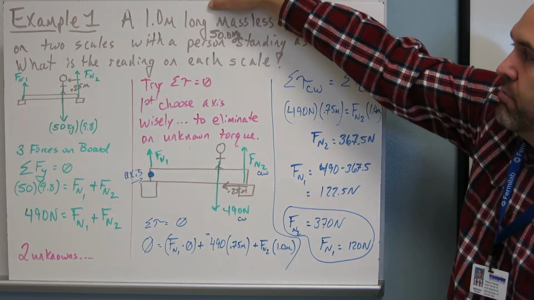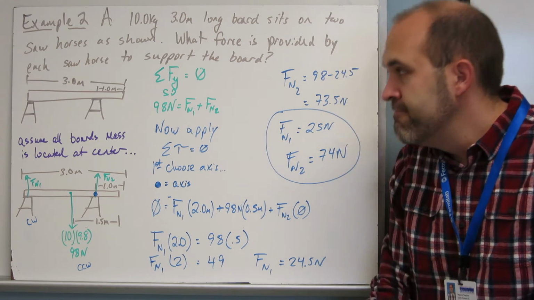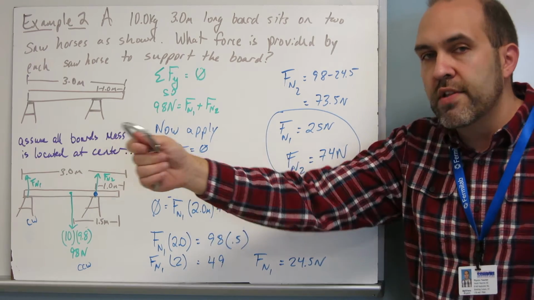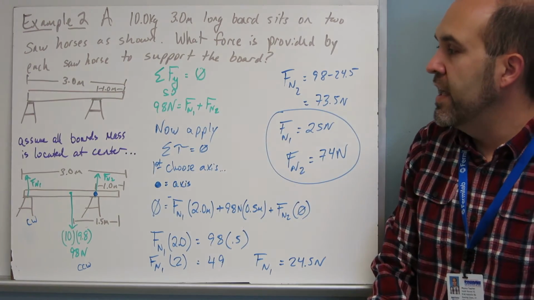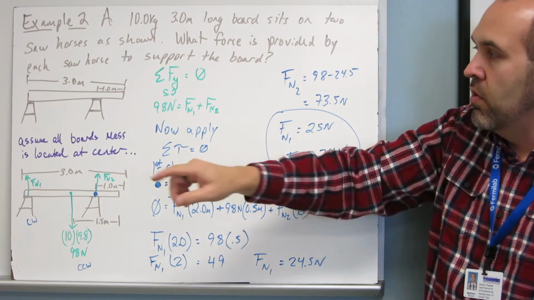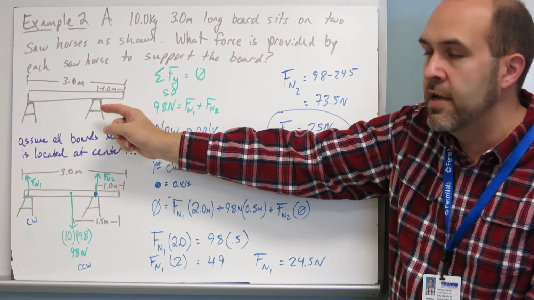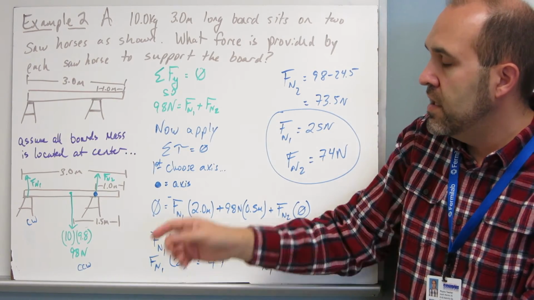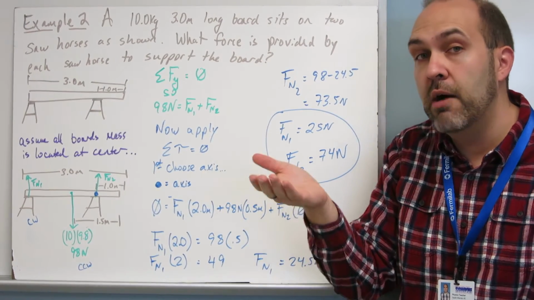Let's try one more example. In this example, I have a board that's sitting on 2 sawhorses. This is a long board, it's 3 meters long, it has a mass of 10 kilograms, and it's sitting on 2 sawhorses. One sawhorse is at the very end, and the other one is a meter in from the other end. So 2 meters from the other sawhorse. And we want to find the force that each sawhorse provides to hold up that board.